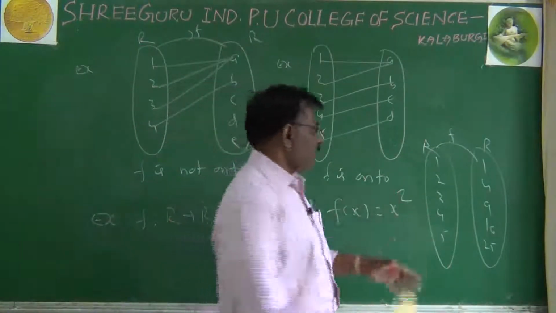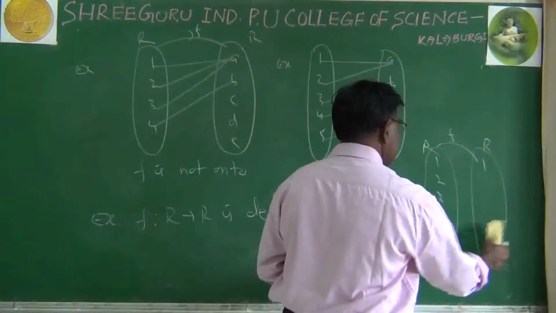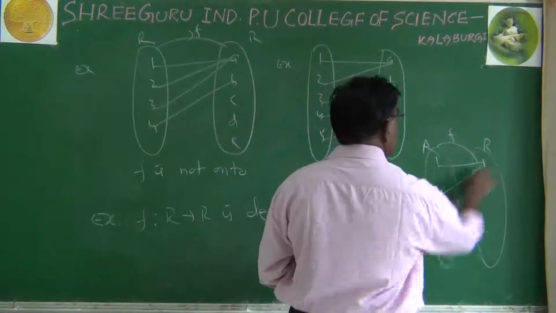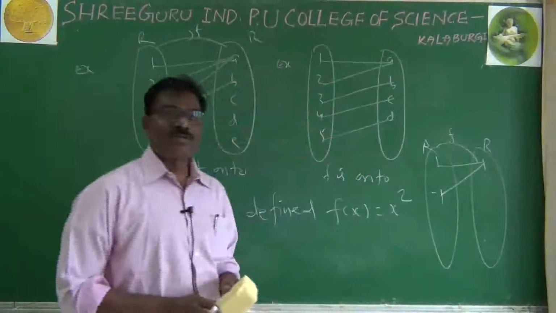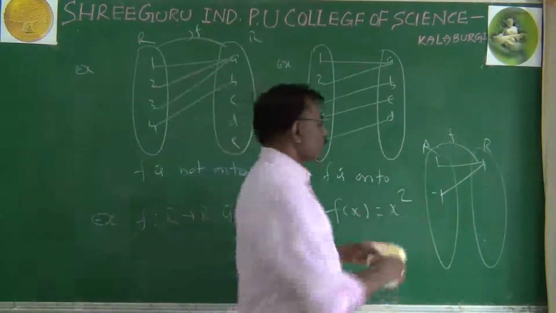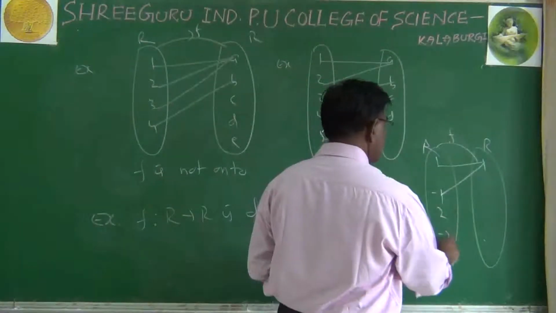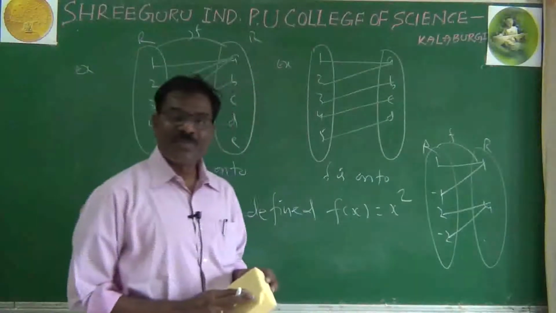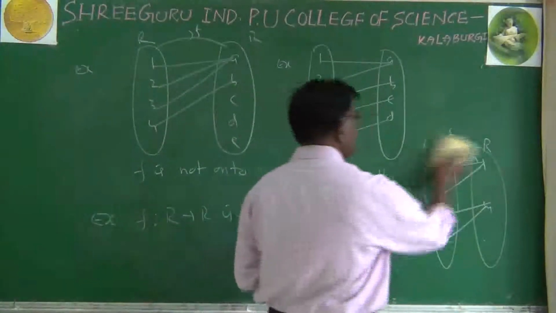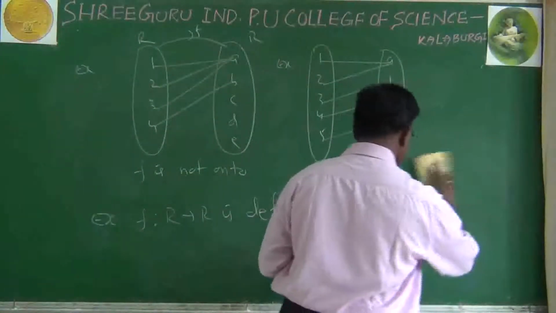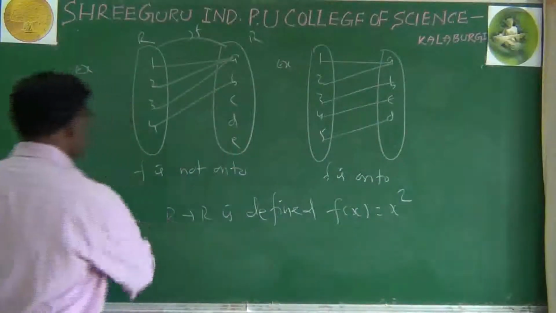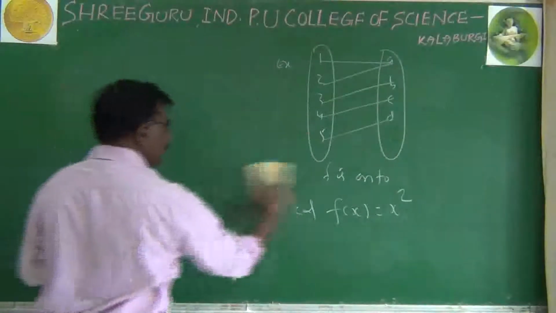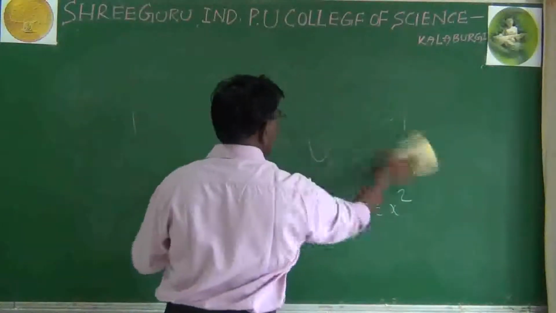Even if you take the opposite, for example 1 and minus 1, 2 and minus 2 give 4, and 4 and minus 4 as well. So f of x equals x square is an onto function. The first one is one-one, the second one is onto.